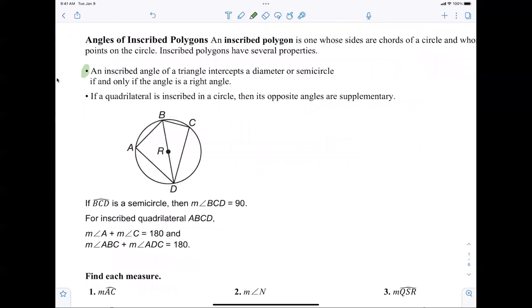Then if a quadrilateral is inscribed in a circle, then the opposite angles have to be what? Supplementary. All right. Now, to me, that was kind of obvious, because if I draw this right here, right, then this is a 90 degree, and this is a 90 degree. So those are what? Supplementary. Does everybody agree with that?